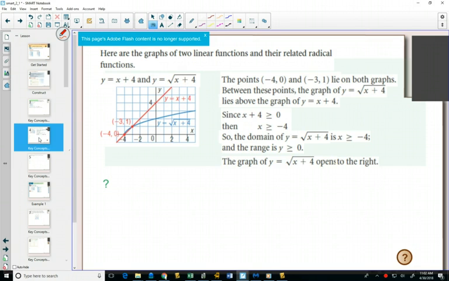Now some of the things we're going to notice about the red graph and the blue graph is there are 2 points that are the same: (-3, 1) and (4, 0). So the first question we have is, why do those points stay the same? Why are those the only points that are the same? And what do they have in common?